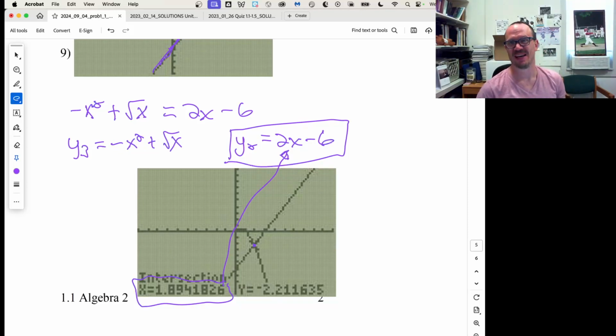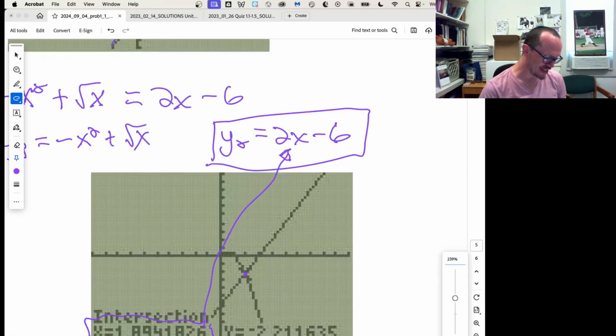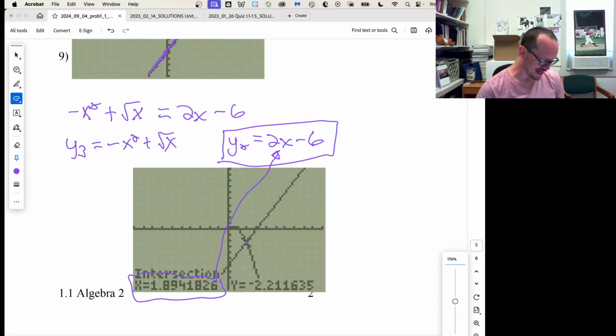1.9 times 1.9 is about 3.8. And then I subtracted 6. 3.8 minus 6 is about negative 2.2. That number right there, that's what I get out.